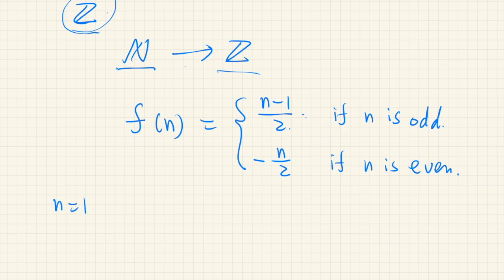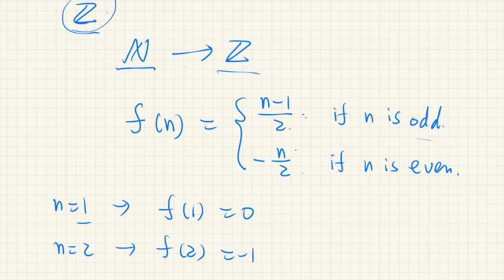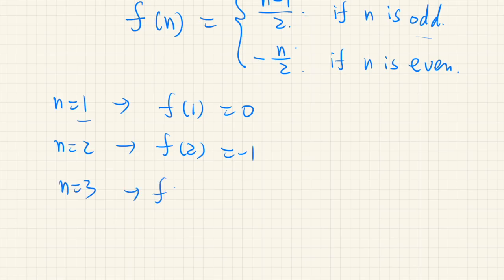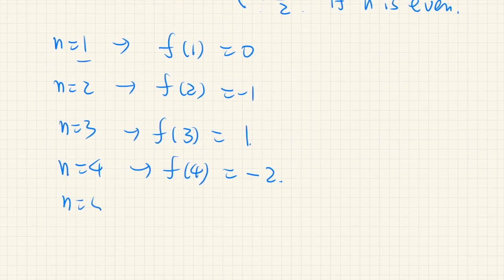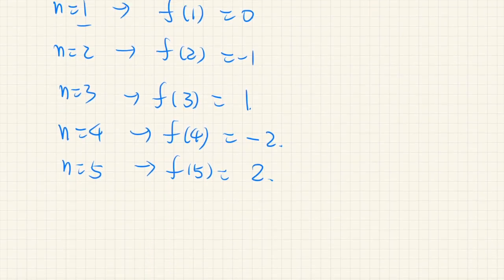So when n is equal to 1, then 1 is odd, so n minus 1 is 0. So f of 1 is 0. When n is 2, then f of 2 is even, so negative 2 divided by 2 is negative 1. When n is 3, then we have f of 3, it's odd, so 3 minus 1 is 2, and 2 divided by 2 is 1. Okay, can you see the pattern? So f of 4 is even, so divide by 2 and multiply by negative 1. That's negative 2. And when n is 5, then f of 5 should be positive 2. And you should try that.